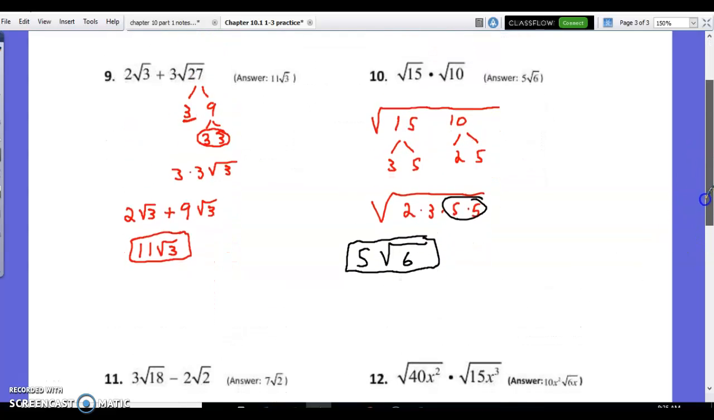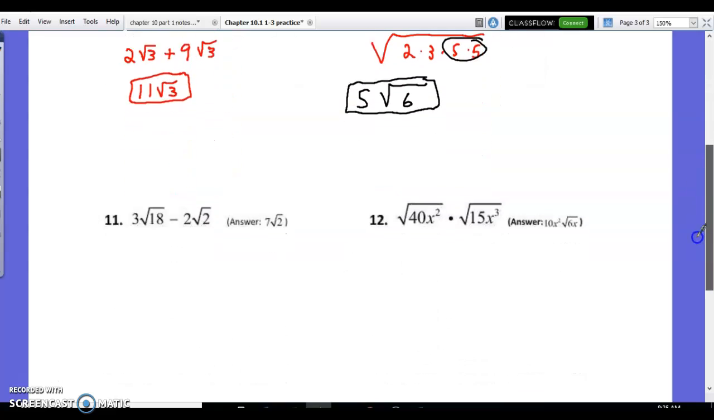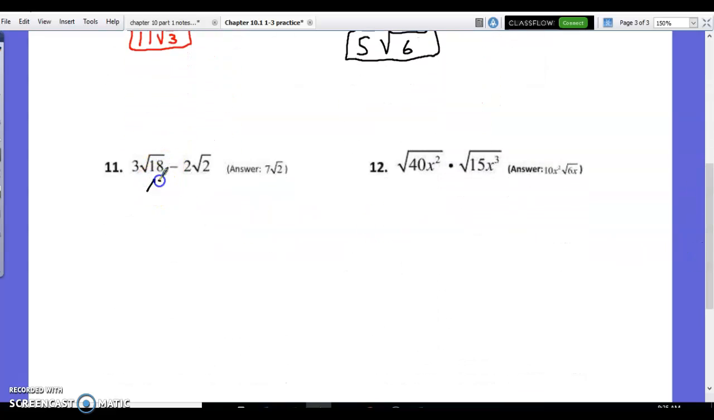All right, same idea here. So here's a subtraction problem, but we have to break down the 18. The 2 is already prime. So we're going to do that. We have a 2 and a 9, 3 and 3. So we have 3 on the outside. 2 times 3 times 3. There's my pairs. That comes out.